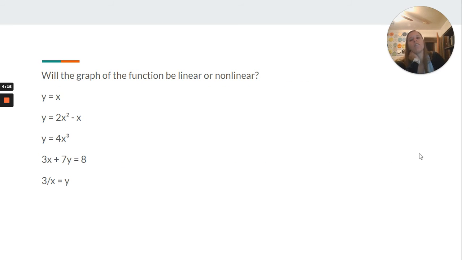So will it be linear or nonlinear? This will be the majority of your assignment. So y equals x in some way, shape, or form. Y equals mx plus b. The next one, it's not, because x is squared. So it's nonlinear. Same with the next one, x is cubed. The next one you could rearrange and it could be in y equals mx plus b form. And the bottom one, no.